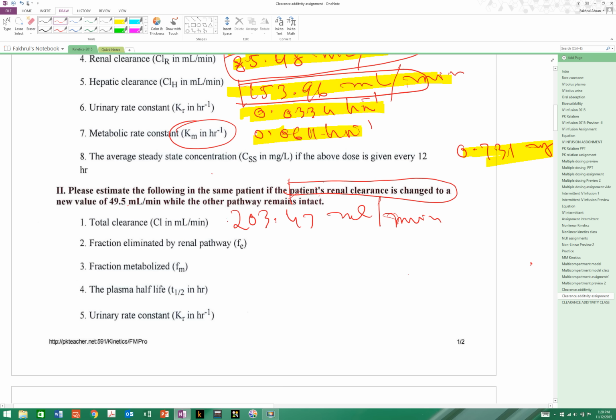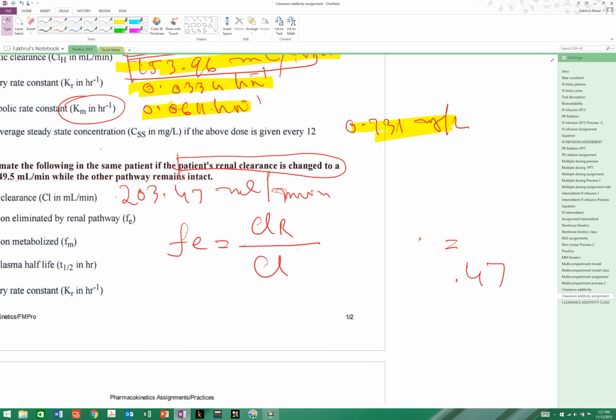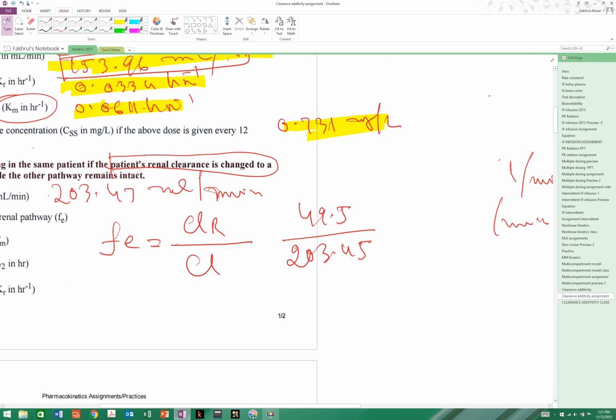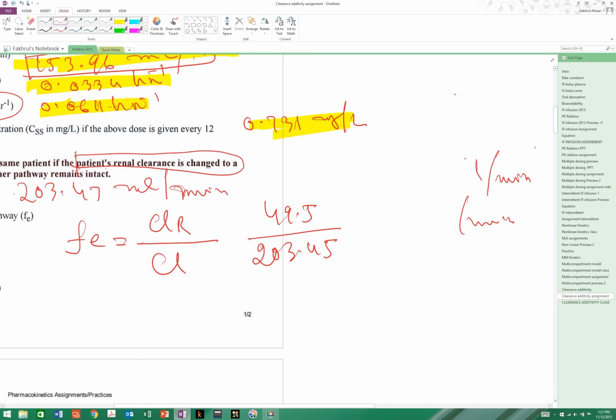Now fraction eliminated by renal pathway, we have now total clearance. If we know this equation, Fe is equal to CLR divided by CL. So what is CLR? Our new CLR is 49.5, and the new CL is 203.45, and so Fe would be 0.243.